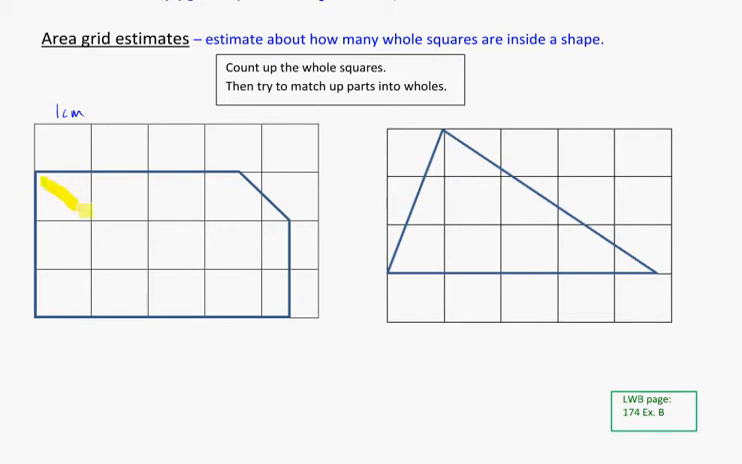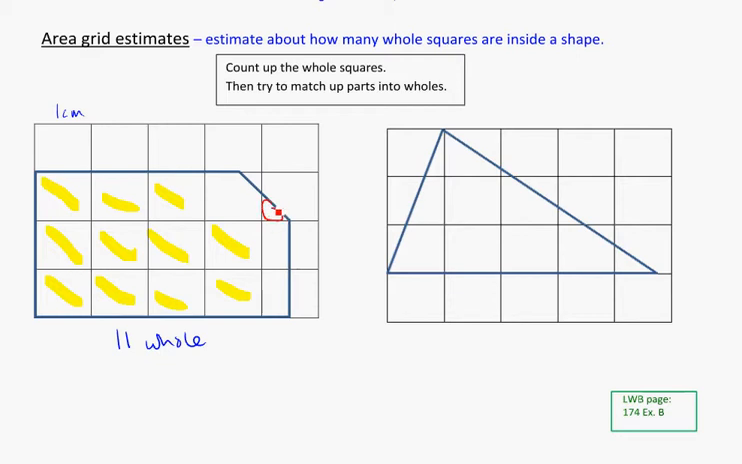So here I see 1, 2, 3, 4, 5, 6, 7, 8, 9, 10, 11. So there's 11 whole ones, so I know I have at least 11 whole. And then here you need to look at the half bits and the little bits and see, can I piece these together somehow to get a whole shape again, to get a whole centimeter square again.